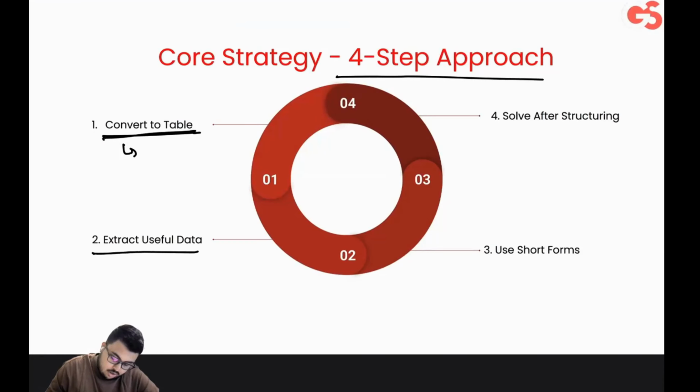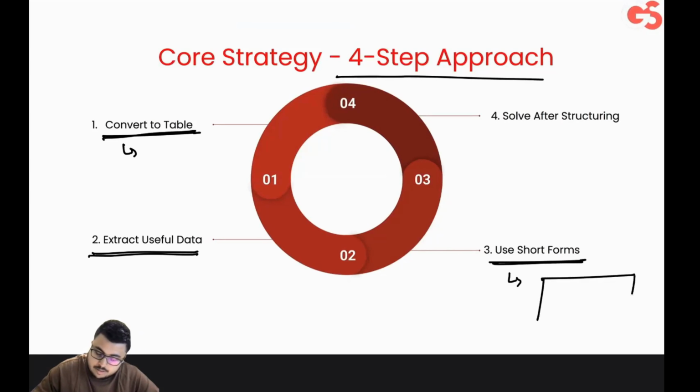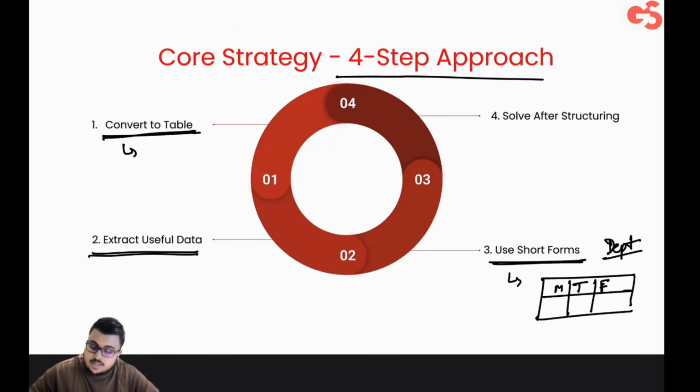You need to extract all the useful data. You also need to understand what data is not really that useful to your solutions, and just keep that aside. Use short forms, in the sense that you don't need to write everything down when you are making a table. Just try to use abbreviations, it saves time. Like for total, just use T. For male and female, just use M and F. For departments, maybe you can just use dept. Anything that's easier for you to understand. And the last thing is always to solve after structuring.